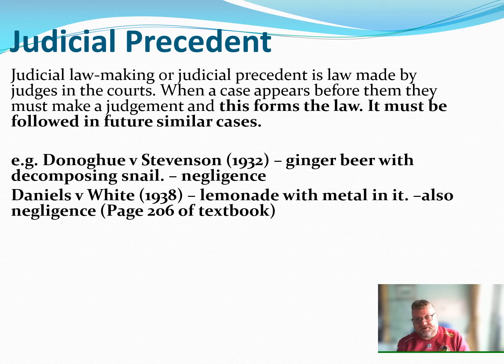Now, the judge at the time, and I'm quite sure the barrister at the time, referred back to the case six years earlier, where the judge had decided that if a snail had got into a bottle, that was negligent. Therefore, with Daniels versus White, a metal object getting into a bottle of lemonade, I know it's not a snail, but it's still the same sort of thing, a foreign object in a bottle of lemonade, which the manufacturer hasn't looked out for. Therefore, because the judge ruled it was negligent in Donoghue versus Stevenson, to have consistency, the judge had to rule that it was negligent in the case of Daniels and White.